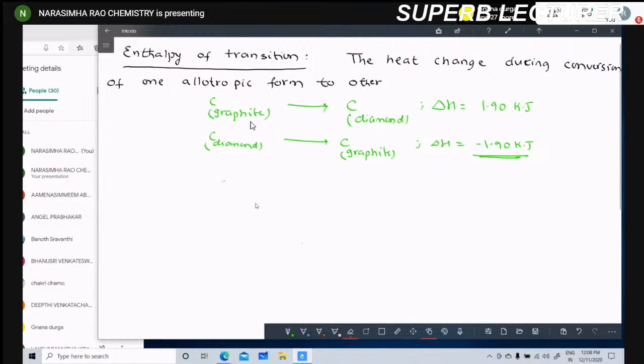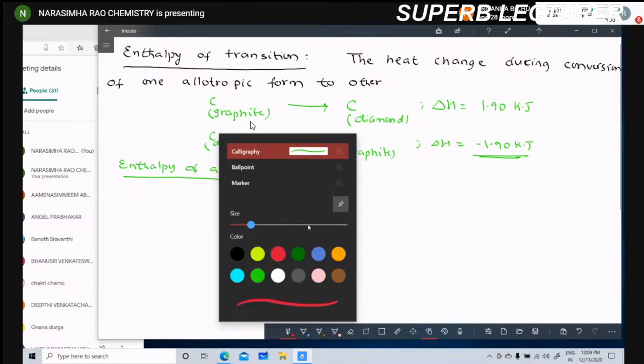Enthalpy of atomization: the change in enthalpy on breaking 1 mole of bonds completely to obtain atoms in the gas phase. It takes the gaseous form of a molecule and converts it to its constituent atoms. It is the reverse, opposite to the enthalpy of formation. Now I am writing the definition for this one.